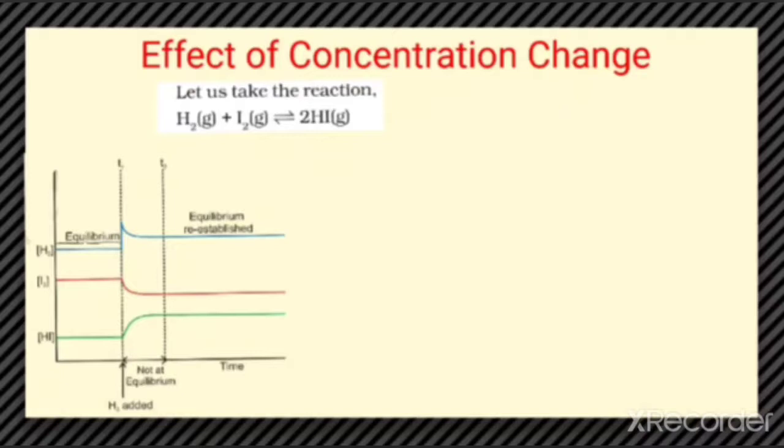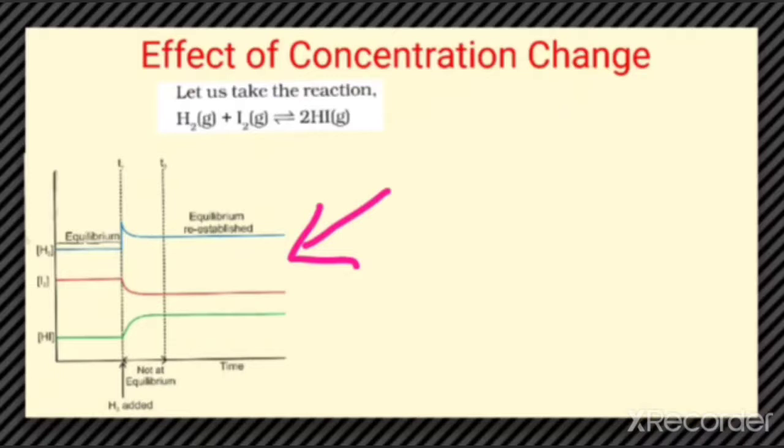But after some time it is seen that the plot for HI, I2 and H2 again becomes parallel to the x-axis. That means at this stage we can say that equilibrium is re-established.